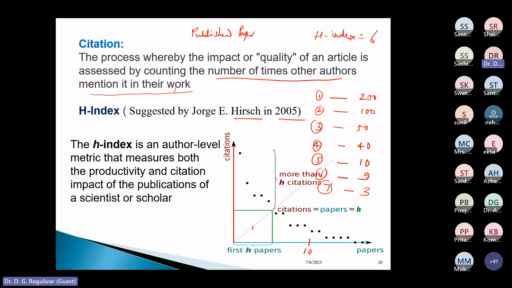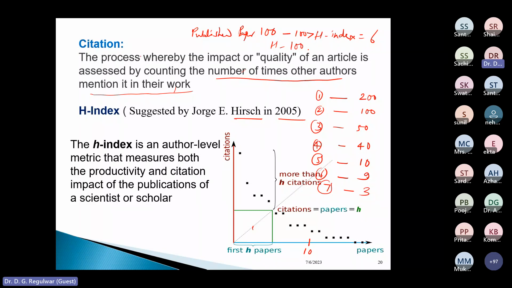So if published papers are 100, and all 100 papers have citations of either 100 or more than 100, then my h-index is 100. What does it mean? That means I am a continuous researcher.